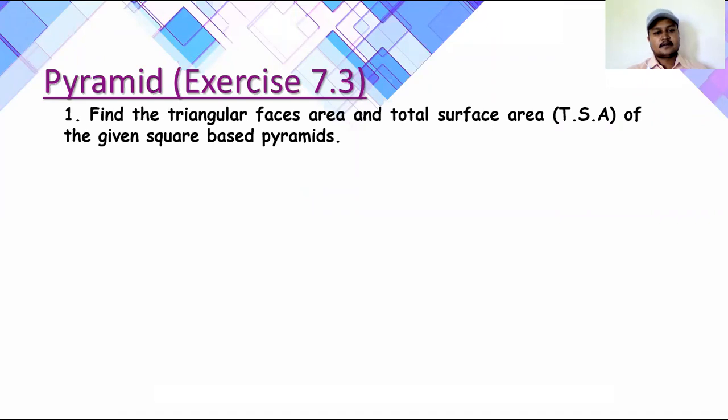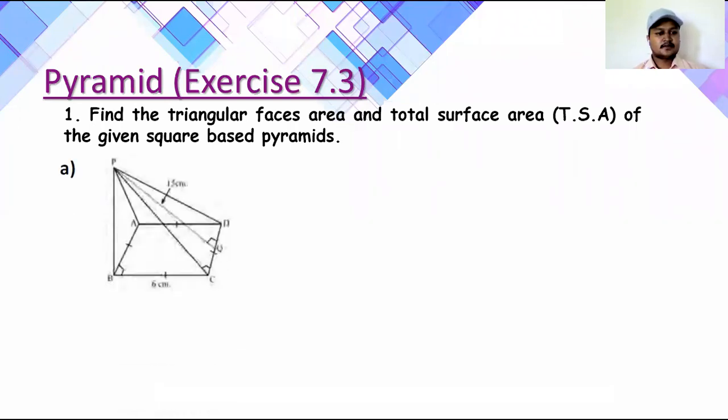Look at the first question. Find the triangular faces area. That means lateral surface area we have to find out, and total surface area, TSA, of the given square base pyramid. Two things we have to find out. One, lateral surface area. Next one, total surface area.